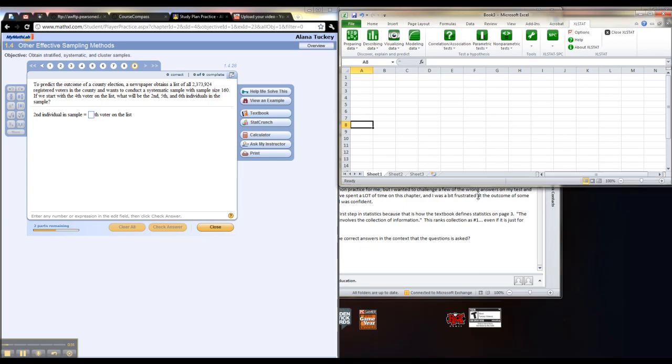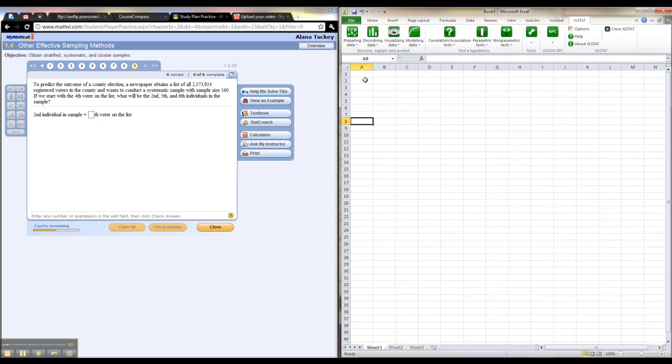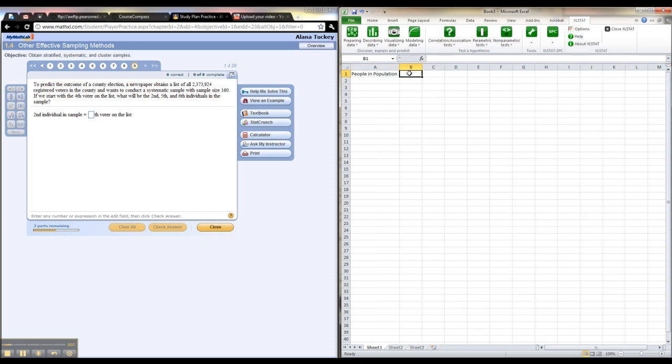Okay, so let's see here. Oops, I made that smaller for some reason. No idea why. Okay, so we have 2,373,924 people in the population. Then we want a sample size, which would be 160.